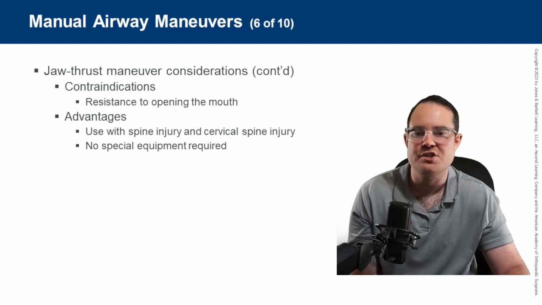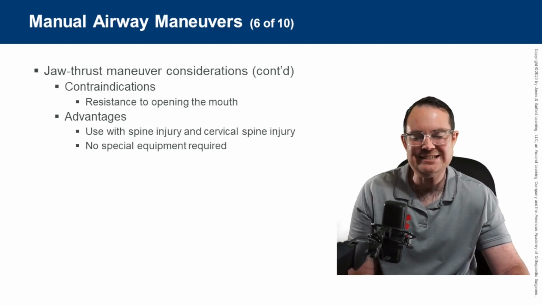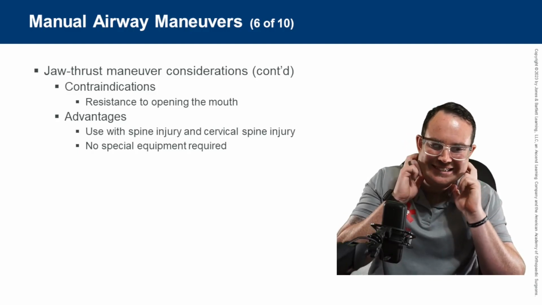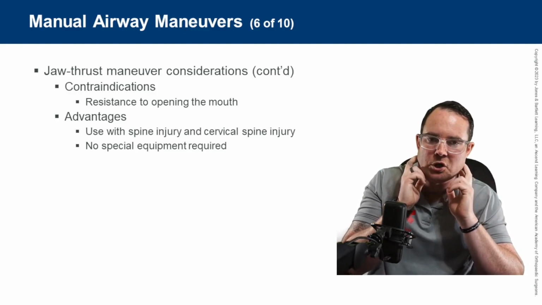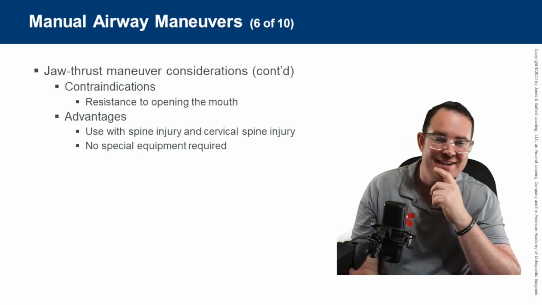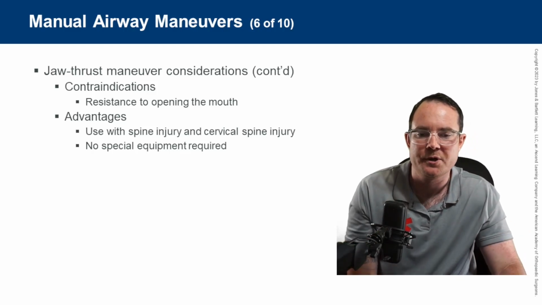It says a contraindication of the jaw thrust is resistance to open the mouth. Because obviously, if the patient has what's known as a clenched jaw, you trying to displace the mandible, the lower jaw, from the maxilla is going to be really challenging. It's not going to work out too well, and you're really going to be fighting it. So yeah, it wouldn't work.